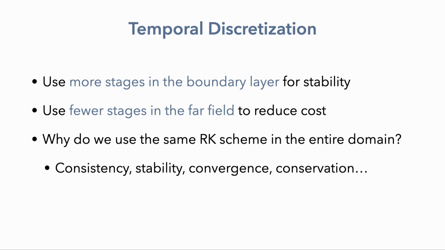So why do we typically use the same RK scheme in the entire domain? Well, this is because we need to be careful about a few things. First of all, we need consistency. We need to make sure that our elements are advanced consistently in time. We need stability, so we need to make sure that we don't violate CFL limits or other kinds of stability constraints. We need convergence, so we need to make sure that it converges at the right or expected order of accuracy in time. And for conservation laws, we need to ensure that we have conservation. Things like mass, momentum, and energy are conserved. And these make it really tricky to use different RK schemes in different parts of the domain.